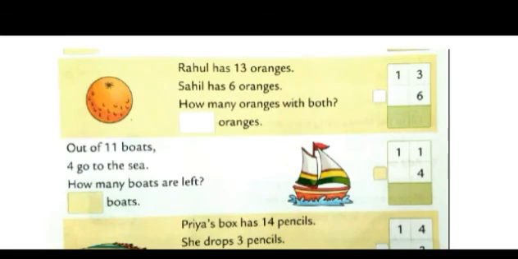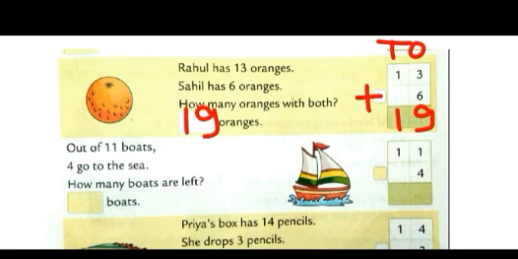Now see the next one. Rahul has 13 oranges. Sahil has 6 oranges. How many oranges with both? That means they are asking total how many oranges are there. So we have to add. Starting from the ones column. This is the ones. This is the tens. 3 plus 6 is how much? 9. When we count, we'll get 9. And in the tens, only 1 is there. That 1 will come down. That means total 19 oranges were there with both of them.